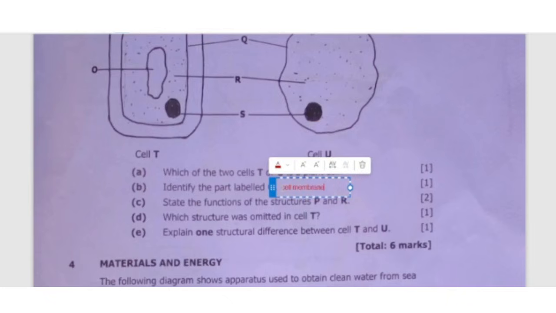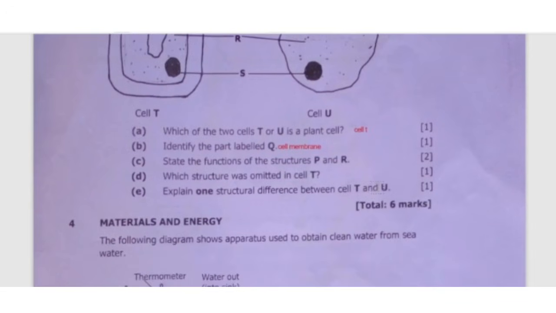That is cell membrane. That's cell membrane. Q is the cell membrane. Okay, we come to question C. State the function of the structure P and R.